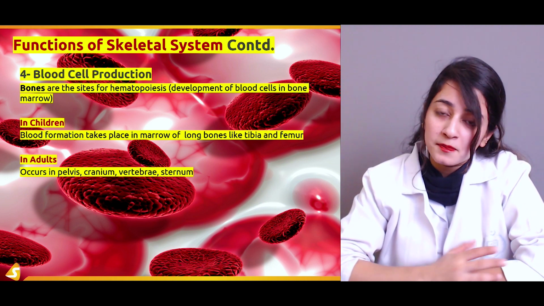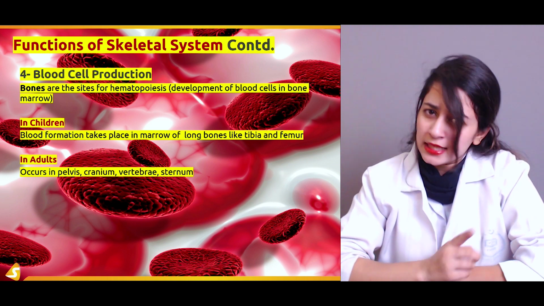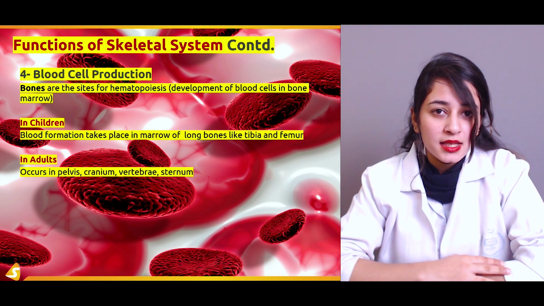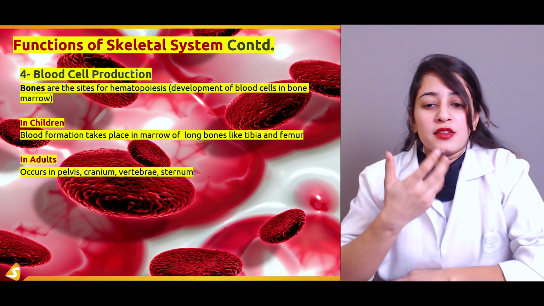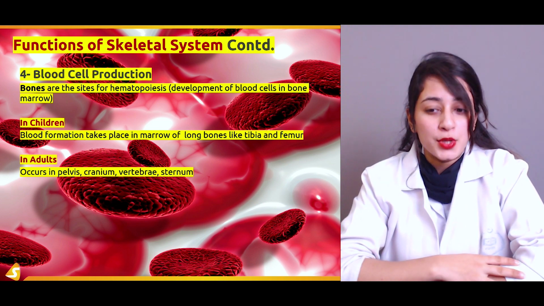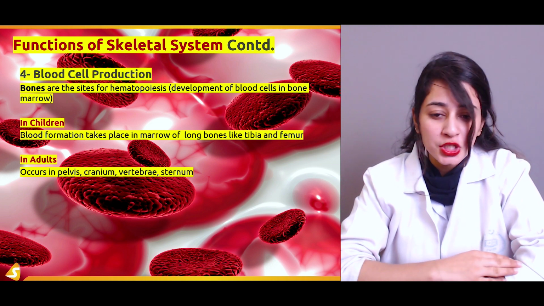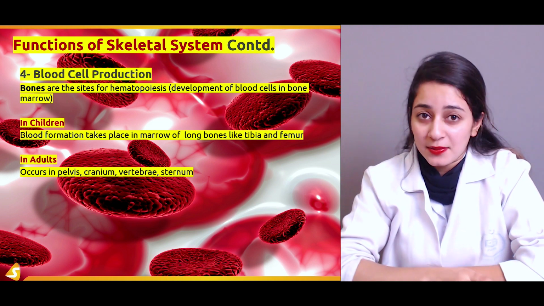Where does it come from? Bones are the sites for hematopoiesis, so that's the medical term you must have known for it. Development of blood cells in bone marrow. Inside our bone we have a marrow, bone marrow. So it's a site for hematopoiesis, that is the formation of blood cells. In children, blood formation takes place in the marrow of long bones like tibia and femur.